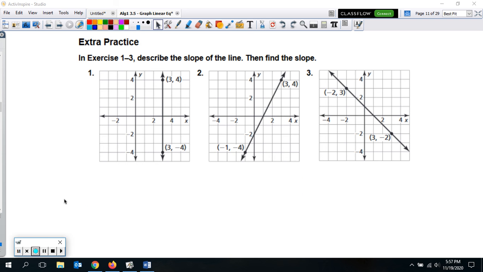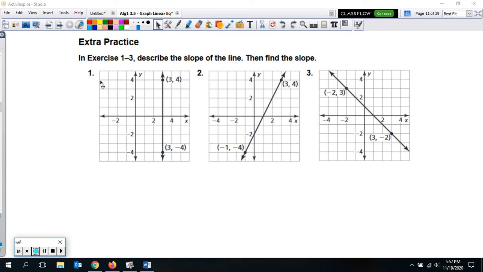All right, let's take a look at page 83 at the top there with extra practice 1 through 3. It says describe the slope of the line and then find the slope. So we're going to describe it either as a positive, negative, zero, slope of zero, or an undefined slope, or no slope, we could say.